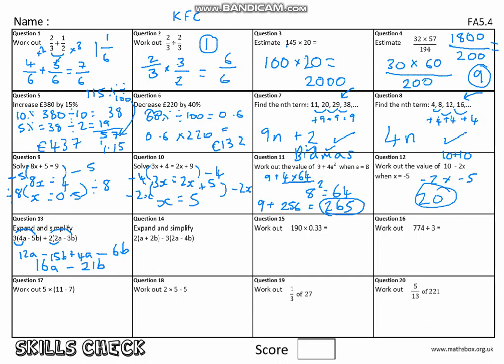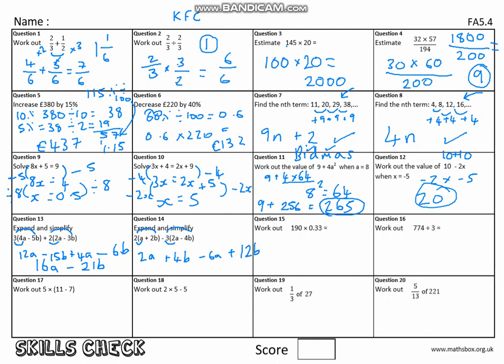Okay, so it's the same principle for this one. So we're going to multiply the outside of the bracket by whatever's on the inside. So 2 times a is 2a. 2 times 2 is 4, so we get 4b. Minus 3 times positive 2 is minus 6, so we get minus 6a. Then I've got minus 3 times minus 4, so that would be positive 12b.